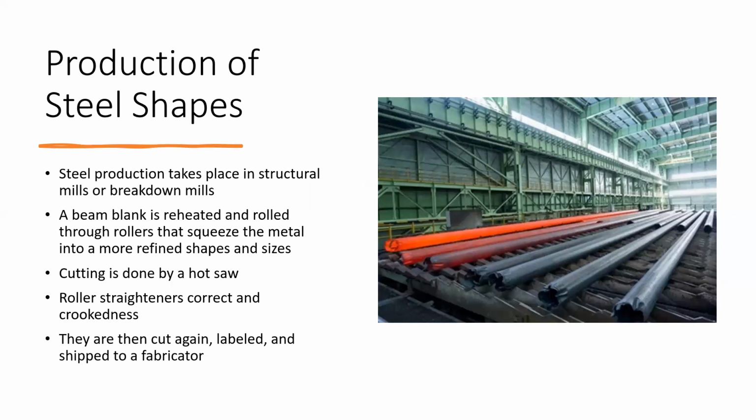The pieces are then loaded into cooling beds. Once they are cooled, roller straighteners correct the crookedness from when they cooled down. They are then cut again, labeled, and shipped to a fabricator. The label contains the shape and the number of the batch it was produced from.